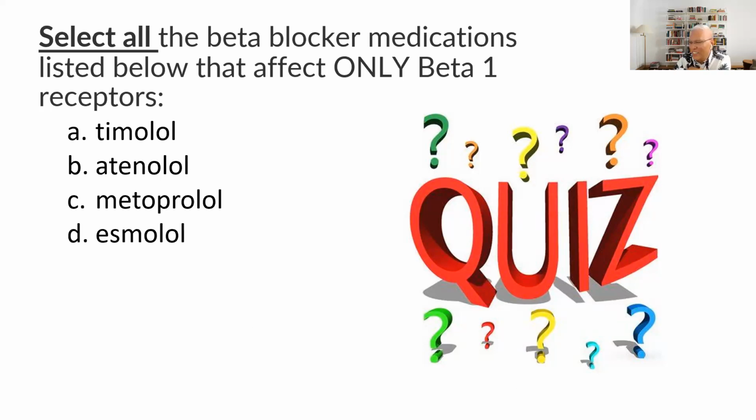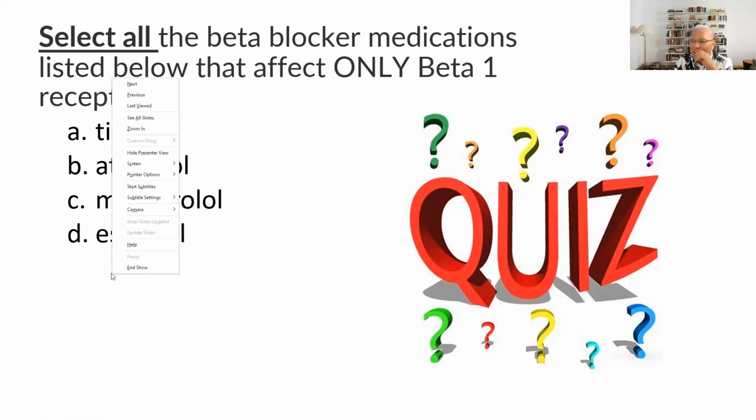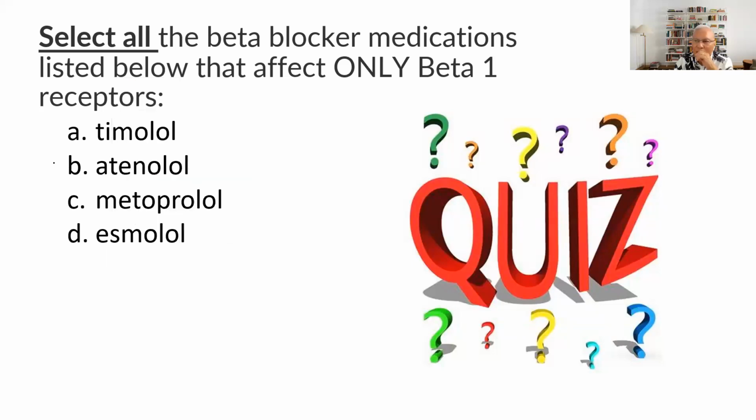Very good. Excellent. So as we said, the answers are B, C, and D. Metoprolol, atenolol, and esmolol are selective, and they only affect beta 1 receptors, which are found in the heart as well as in the kidneys. So, B, C, and D. Okay.